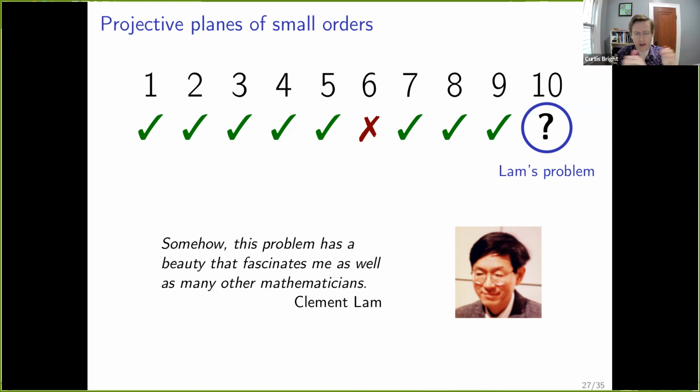There can't be a projective plane of order 6. There's other orders it removes as well. It doesn't remove 10, however. And then you can also do a finite field construction. So for any order in which it's a prime power, you can do projective geometry over a finite field, and that will construct a projective plane of that order.